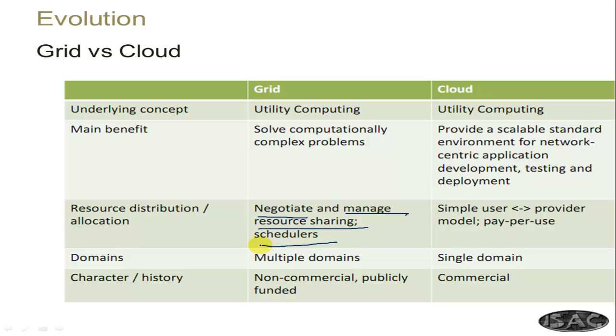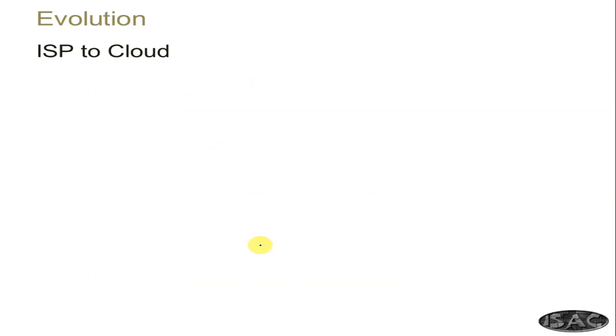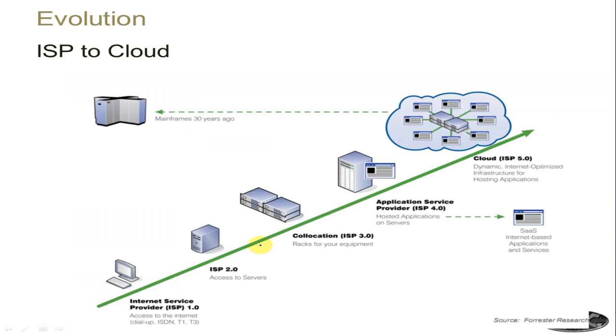Grid computing was almost non-commercial, publicly funded and only for large companies. Cloud computing became very commercial, and even the smallest player and the largest player can both play in cloud computing. So this is the ISP to cloud, how it happened.